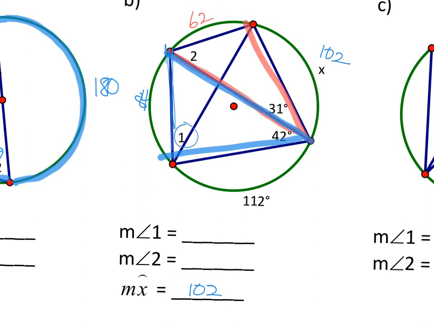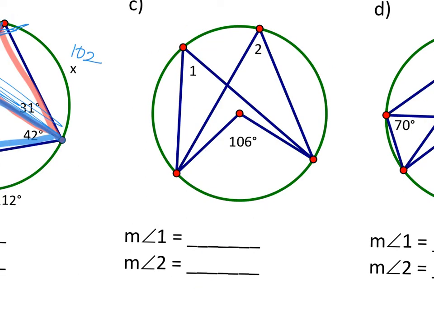But the 62 here collapses down to the 1. So measure of 1 is half of 62. And measure of angle 2 is the 102 that collapses. That 102 collapses to angle 2, so that's 51.